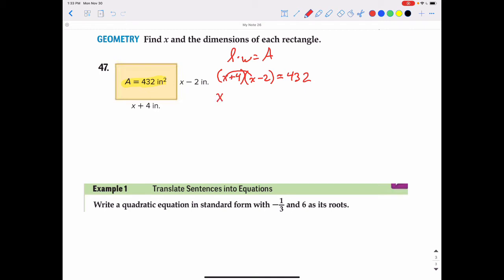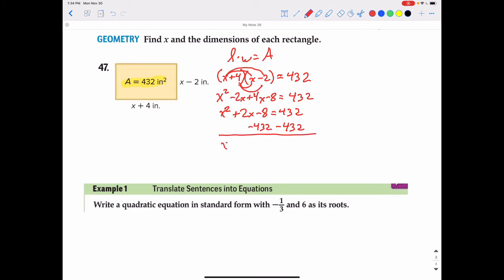So take x times x, which is x squared. X times negative 2 is negative 2x. 4 times x is 4x. And 4 times negative 2 is negative 8. We can combine together the like terms, and we do have like terms. Negative 2x plus 4x is positive 2x minus 8 equals 432. And then again, to get it set equal to 0, I need to subtract 432 from both sides, and I'll put it under the negative 8 because they're like terms. So this will be x squared plus 2x minus 440 equals 0.